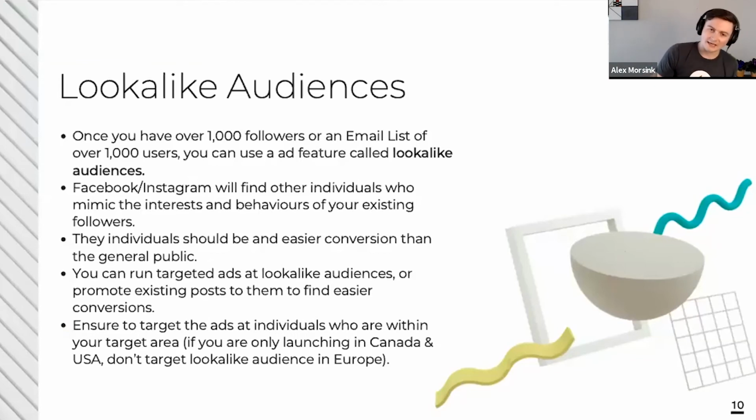So lookalike audiences are also very important. Once you've started to get your community into a decent size with your organic posting, you've been growing quite well, you've done a little bit of promoted posts every once in a while, and you have over 1,000 followers or an email list with over 1,000 users, you can use a specific marketing feature on Facebook or Instagram or LinkedIn called Lookalike Audiences. Essentially, they find individuals who aren't following you, who have the same type of characteristics as people who do follow you, and you can target those people. Essentially, those are very low-hanging fruit of individuals who might be interested in your type of content.